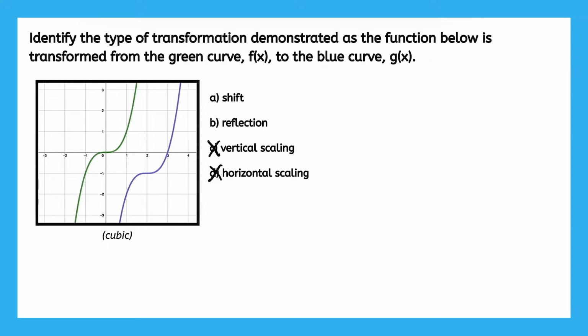Now, could this be a reflection? Well, if this were a reflection over the y-axis, all of a sudden this part of the green curve would show up over here, but that did not happen. And if this were a reflection over the x-axis, this part of the green curve would show up right down here, but that definitely did not happen. So this could not be a reflection. So goodbye option B, which leaves us with a shift. This is an example of a shift. In this case, it was 2 units to the right and 1 unit down.